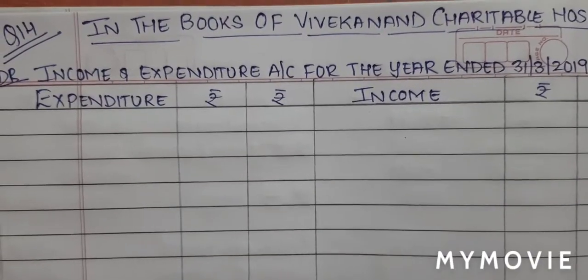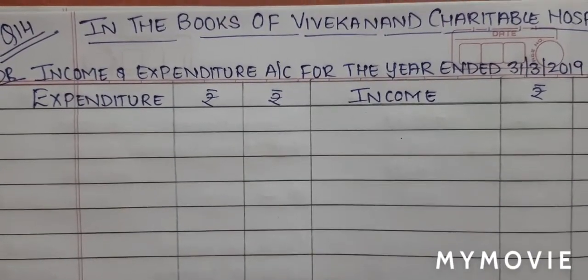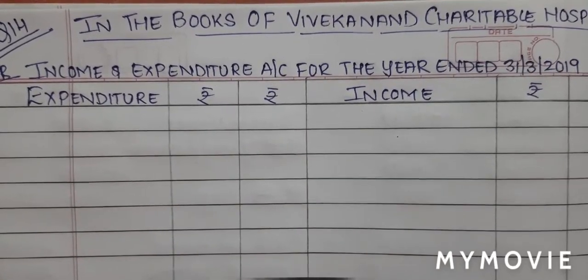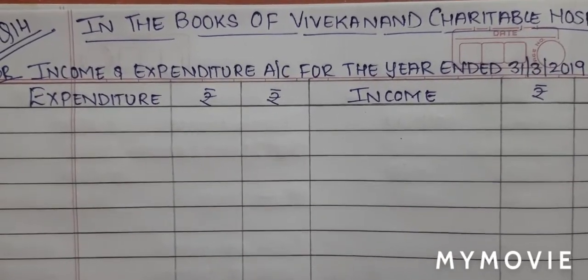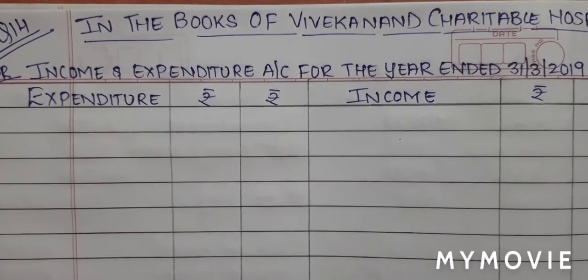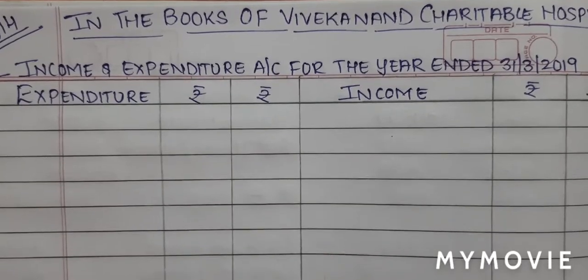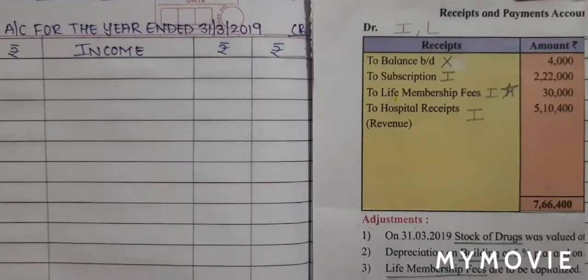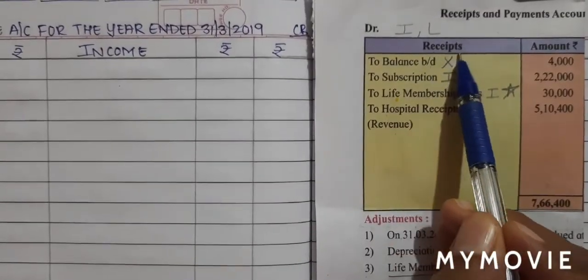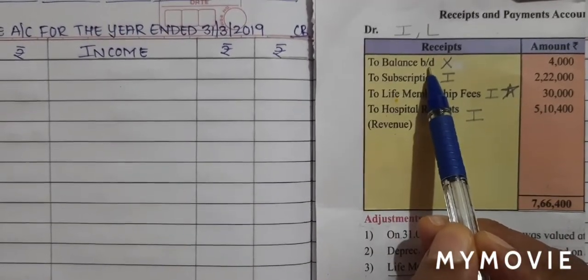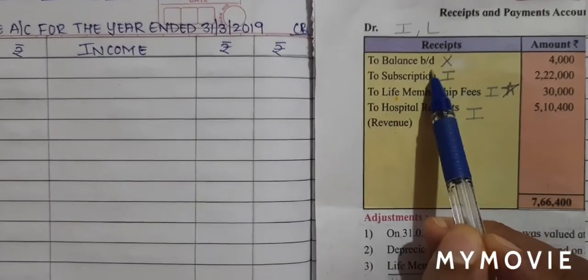We will now begin with step number 3, writing in the inner and outer column. Students, please make a note. The ones which are marked star will be written in the inner column, and the ones which are not marked star will be written in the outer column. So let's begin from the receipt side. To balance brought down is my opening cash balance, which I do not consider.